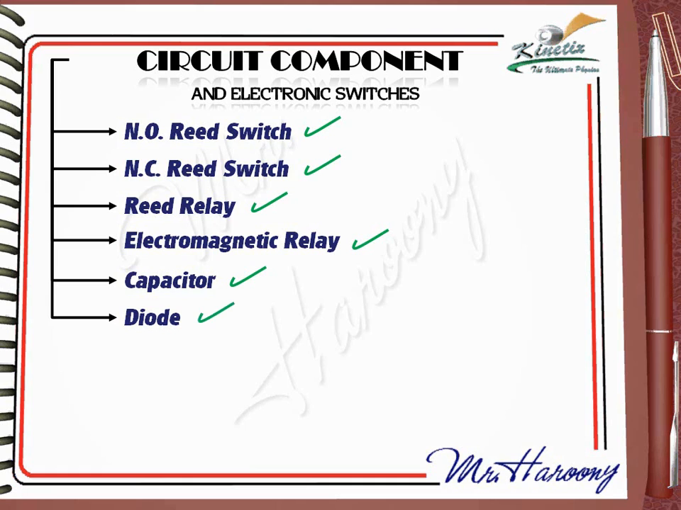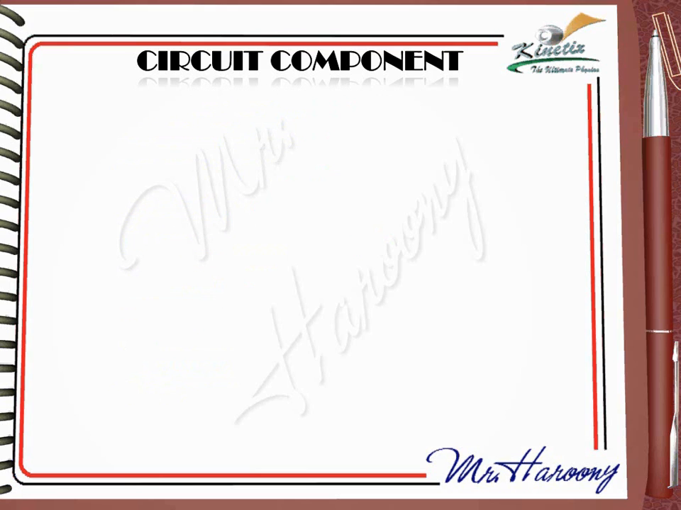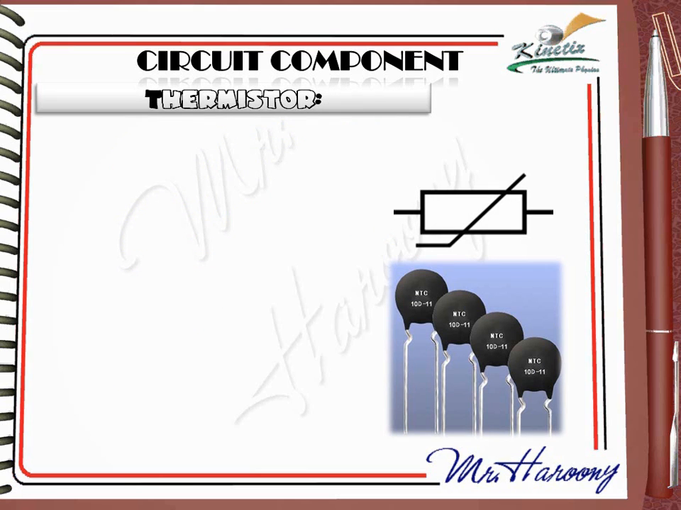After studying the diode, we have two circuit components that have some similarities: the thermistor and the LDR, the light-dependent resistor, a resistor that depends on light intensity. This shows the symbol of a real thermistor. The thermistor is a temperature sensor. It is a sensor that is sensitive to temperature changes.